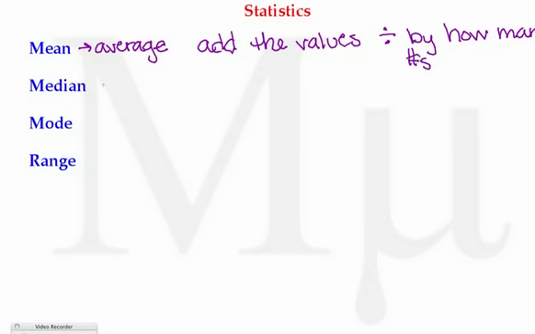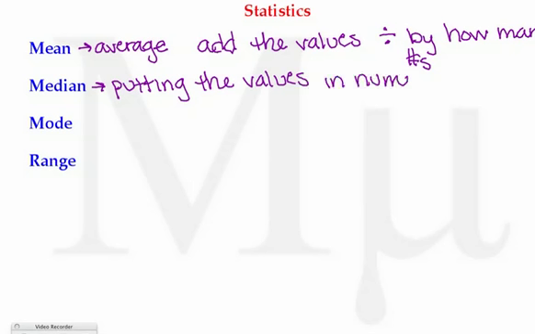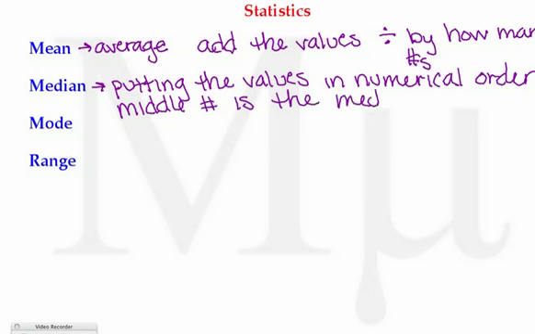The median is putting the values in numerical order. Once you put them in order, the middle number is the median. If you have more than one middle number, you find the average of those two. That happens when you have an even amount of numbers. You would put them in order, take the 2 that are in the middle, add them, divide by 2, and that will be your median.